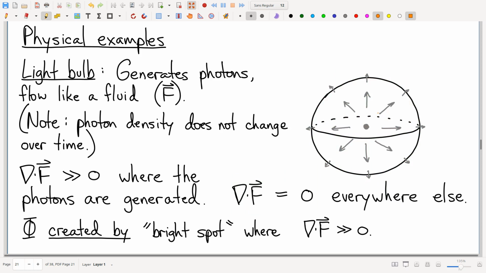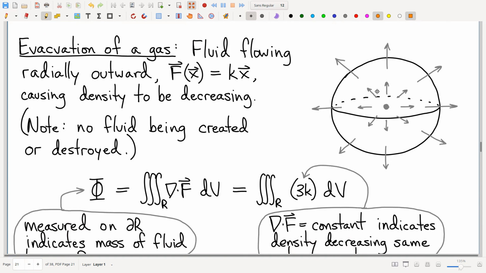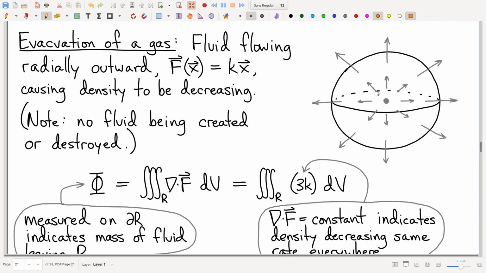Now, my next example is a little bit of a weird one. That's a totally different scenario. There's no photons in this next example. Totally different kind of fluid. And so, a little strange here, but imagine a fluid that's just flowing radially outward. And in particular, what I like to think of this as is imagine you have a gas, you're out in the middle of far out space, and there's some gas cloud out there.